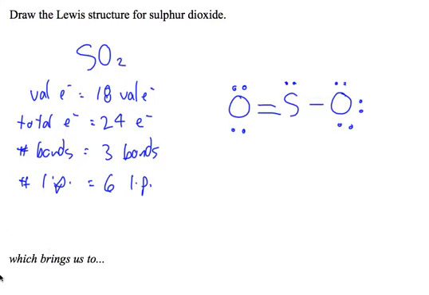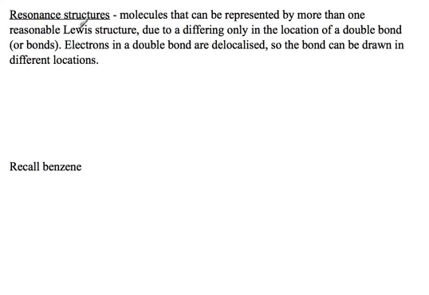That's not the end of the story for sulfur dioxide, though. Let's just carry on for a minute here. This notion of resonance structures comes about because a molecule can be represented by more than one reasonable Lewis structure. We just showed that with sulfur dioxide, and I'll show it again in a minute. This is due to the differing only of the location of a double bond. Electrons in the double bond are delocalized, and so the bond can be drawn in different locations. That electron is not fixed to a specific bond.